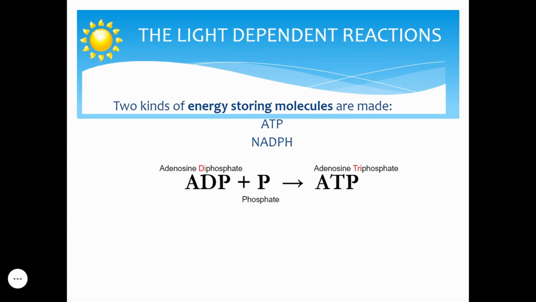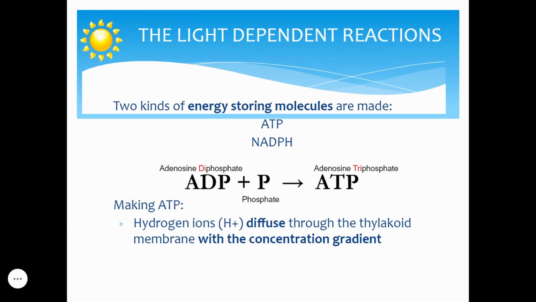ADP gets an extra phosphate group, which yields ATP, or adenosine triphosphate. ATP has 3 phosphates. So we took the 2 phosphates from adenosine diphosphate, we added 1 phosphate group, and that gave us adenosine triphosphate with 3 phosphates.